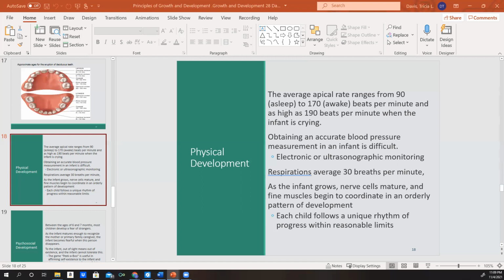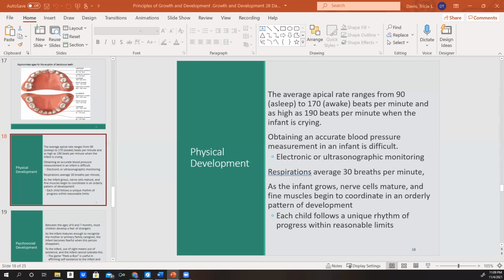So it's very hard to get accurate vital signs on a baby, especially when we talk about blood pressure. It can be very difficult to measure that in an infant. So sometimes we have to use an electronic or an ultrasonographic monitoring equipment. That makes it easier. The average blood pressure during the first year of life is going to be around 85/60, give or take. There's always some variations.